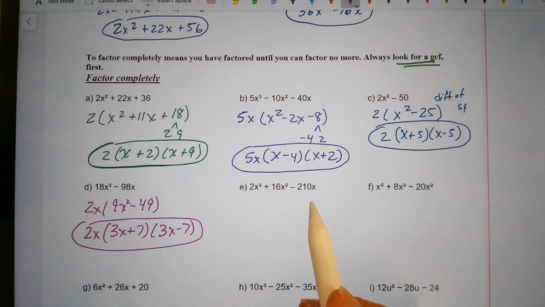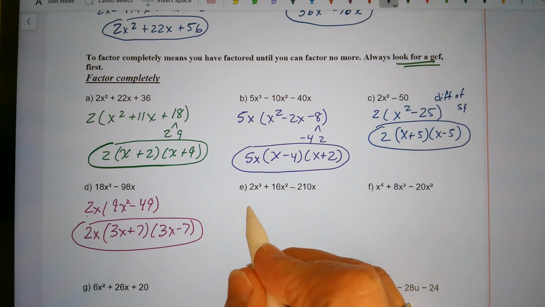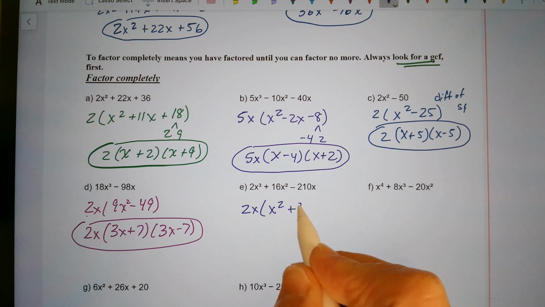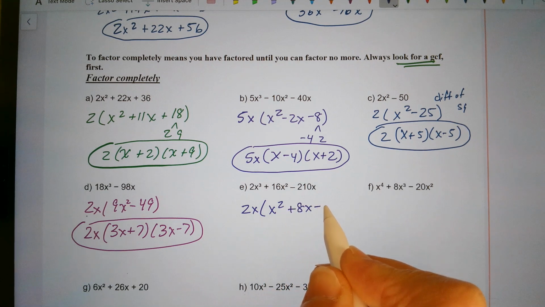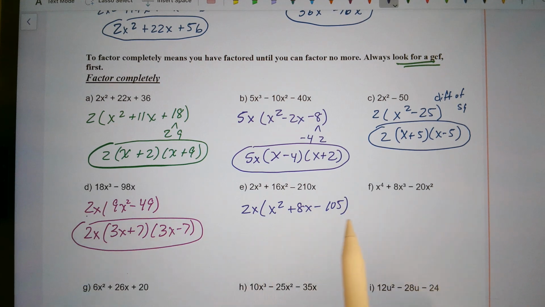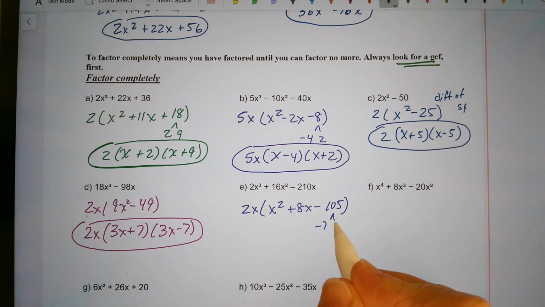E, common to the three terms, is 2x, x squared plus 8x minus 105. Looking at the trinomial, the leading coefficient is 1, so we go right to the constant. The factors of negative 105 that sum to 8, negative 7 and 15.